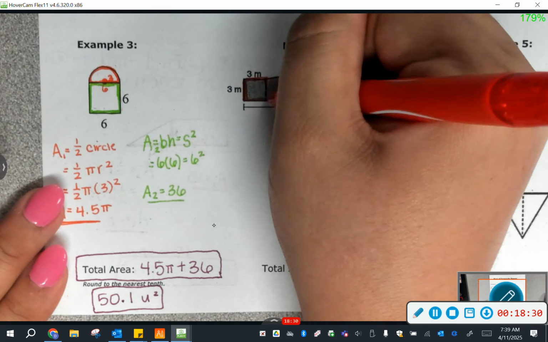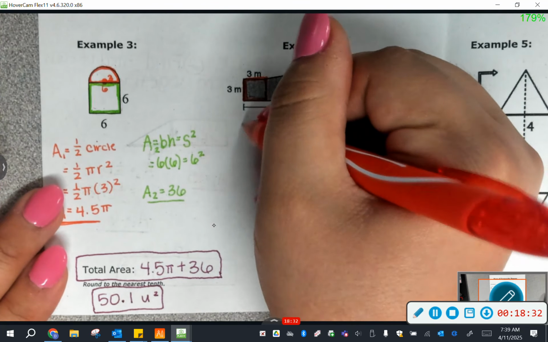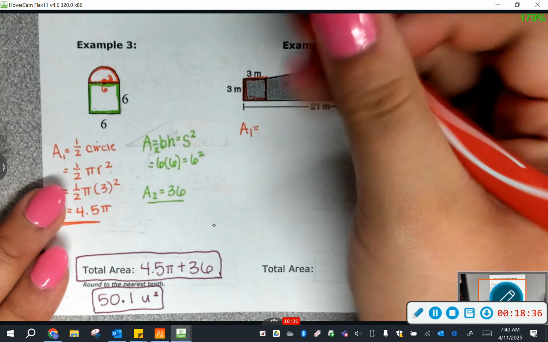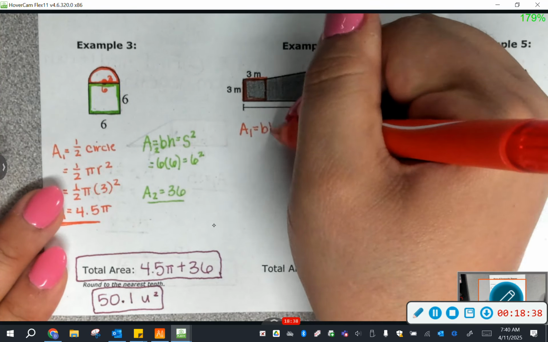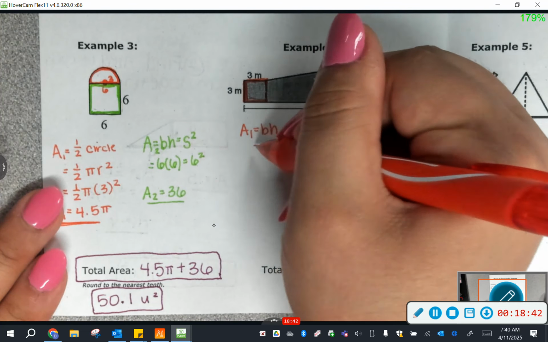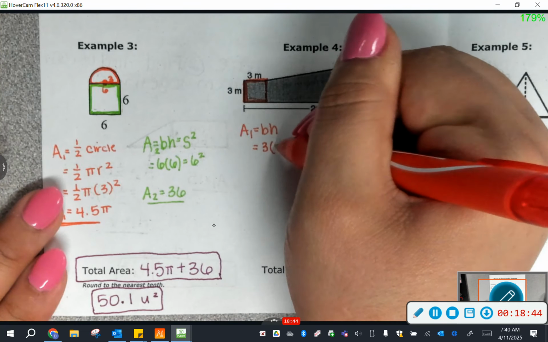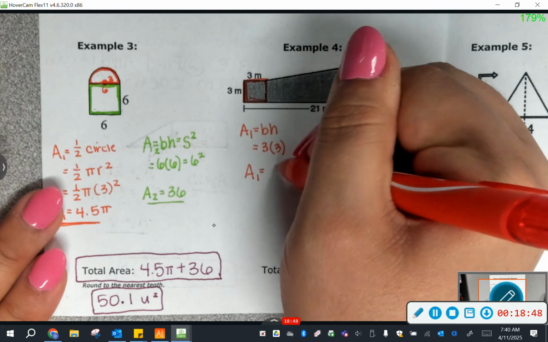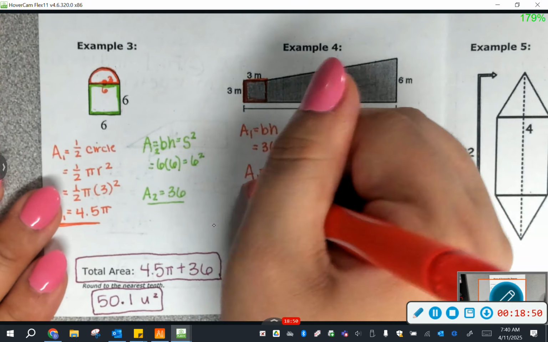We see a little bitty square. I'm not going to write inside that. So my first shape, what's the formula for a square? Base times height or s squared, either one. What's the base here? 3. What's the height here? 3. And what's 3 times 3? 9.